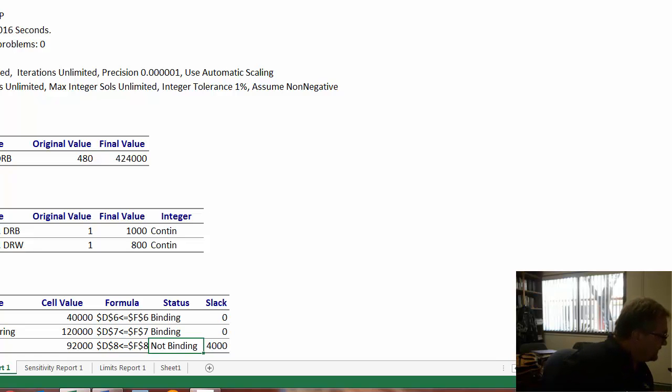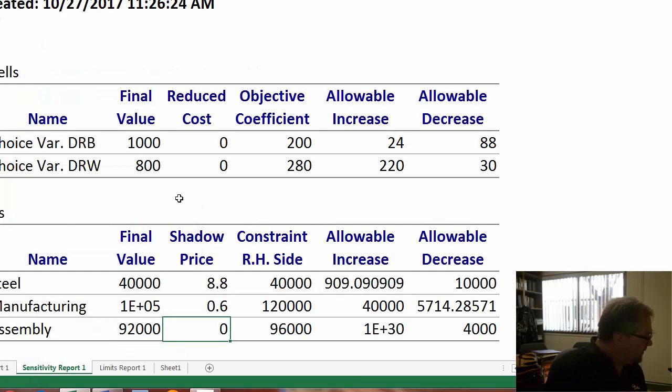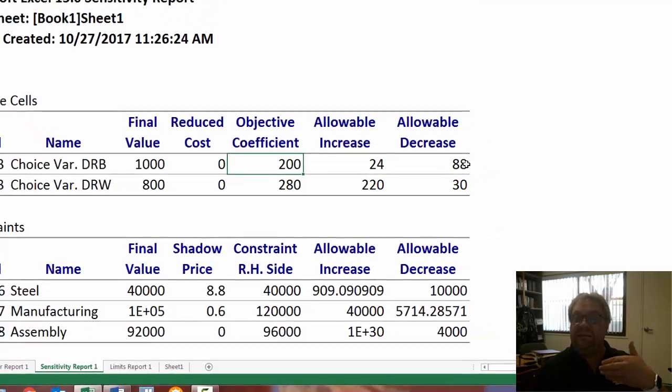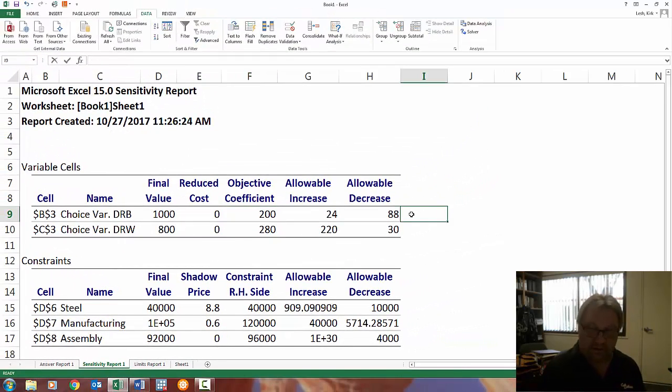D, because of increased competition, Deegan is considering reducing the price of model DRB such that the new contribution to profit is $175 per unit. Will this change in price affect the optimal solution? All right, so I got to go back to sensitivity. So DRB. Okay, they want to drop this down to 175. Notice that I can decrease this by $88.